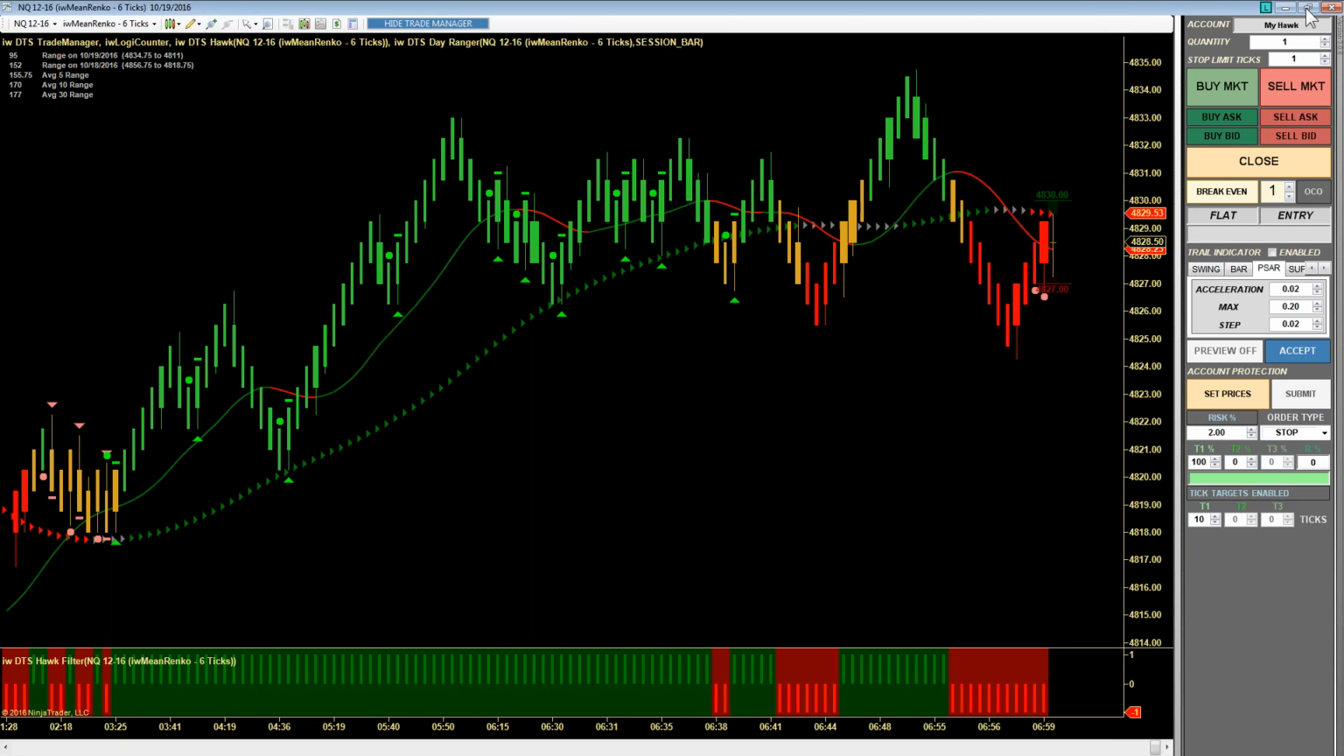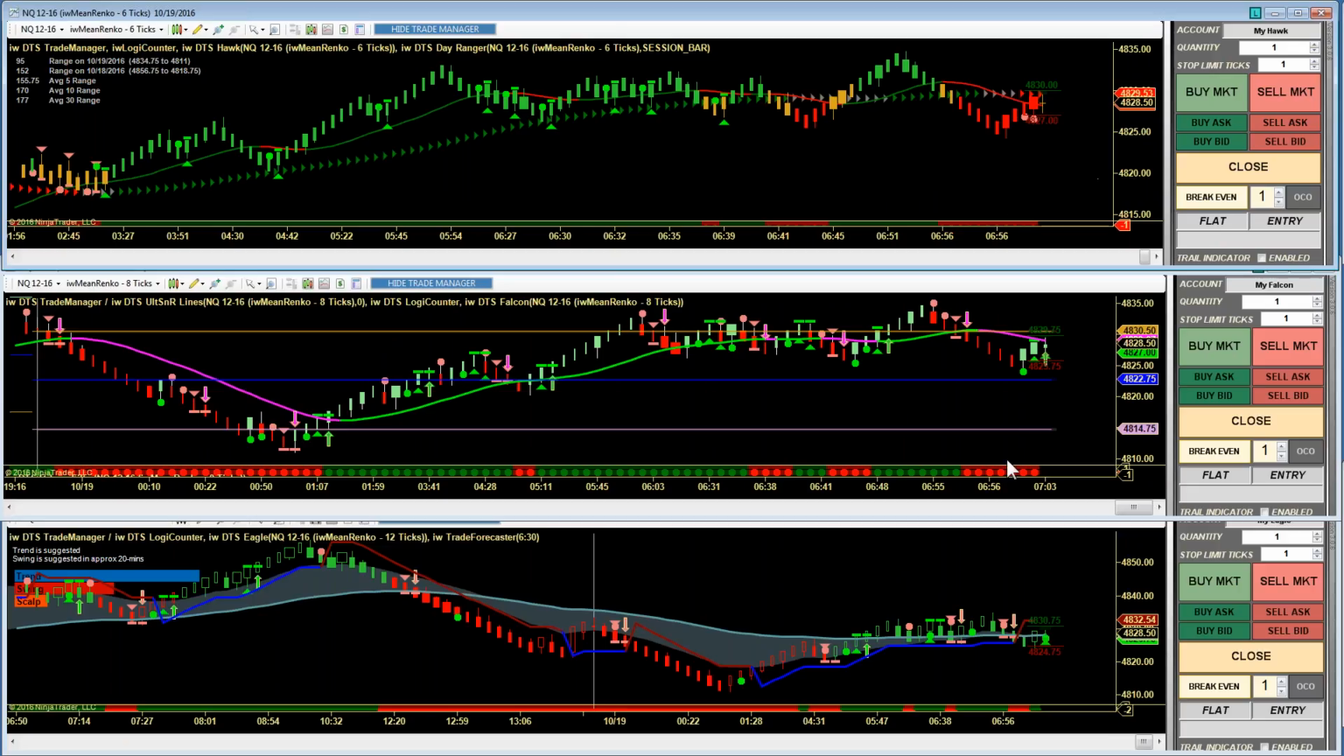Moses is asking, does the trade manager come with any of the birds? The trade manager is another add-on. So you can certainly package it with the DTS system. It's also a separate standalone trading tool, so you can use it independently as well.